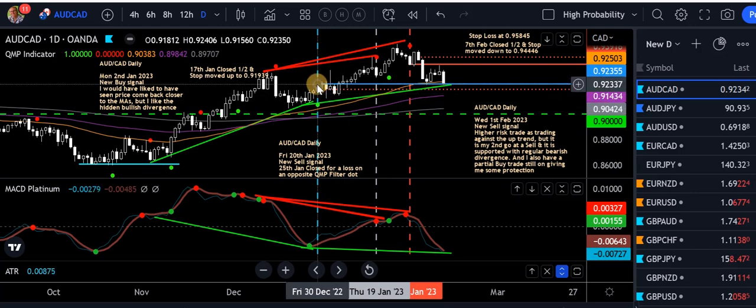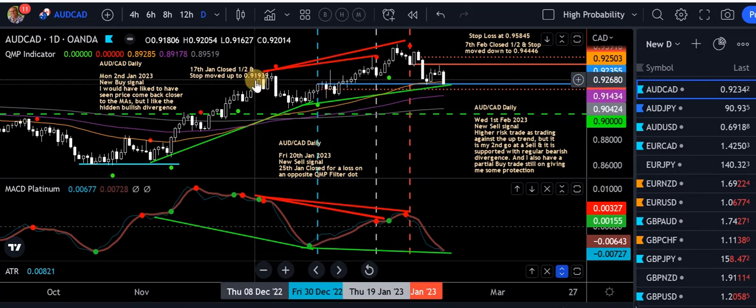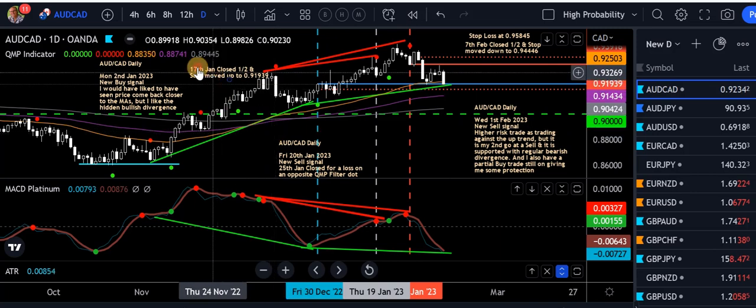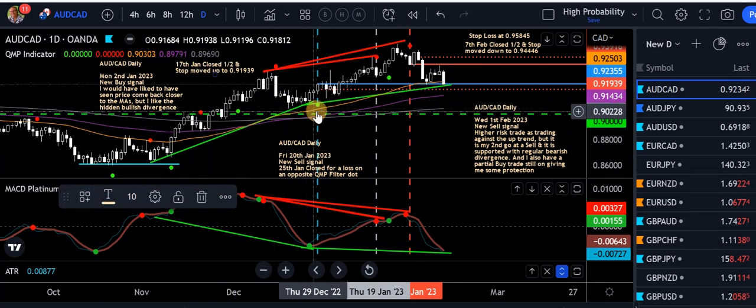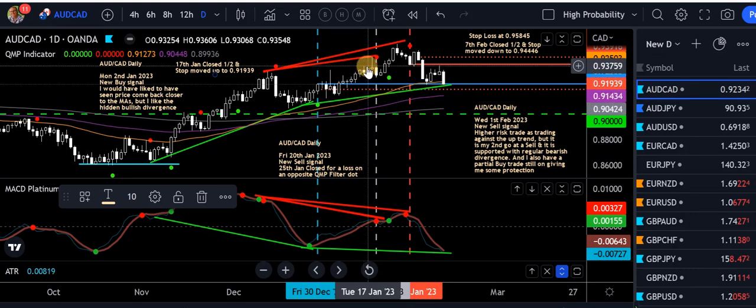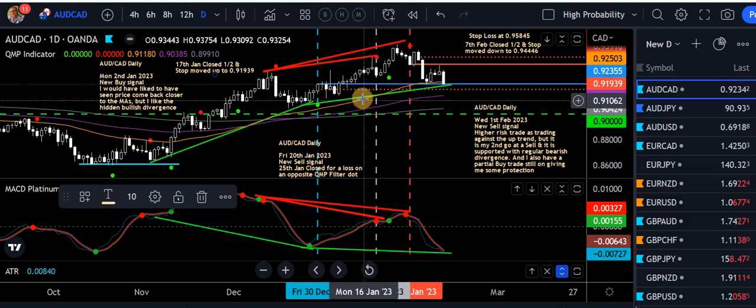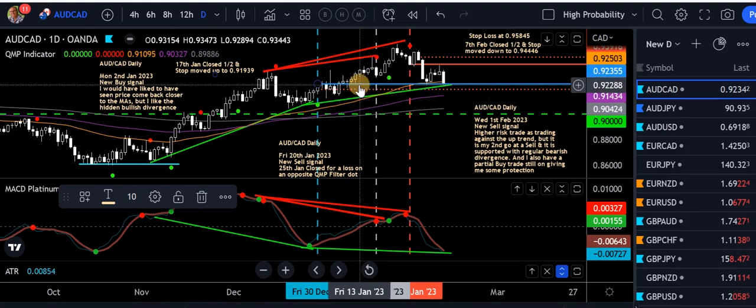All right, so we've got this buy here from the 2nd of Jan, and the stop. You can see my trade management stop, 17th of Jan, closed half. So let's have a look. It'll be up here somewhere. It's at this previous high. MACD through the 0 level, closed half, and dragged the stop up. So I can't lose on the buy.